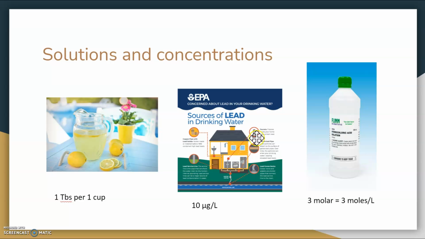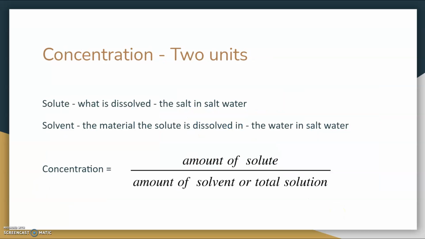Maybe you've seen in the news things like lead in drinking water, and they give a concentration that lead should not be above 10 micrograms per liter. That's a concentration. Or maybe in a chemistry lab, you've seen a bottle that's listed like this bottle of hydrochloric acid, says 3 molar, which means there are 3 moles per liter, and that's a concentration.